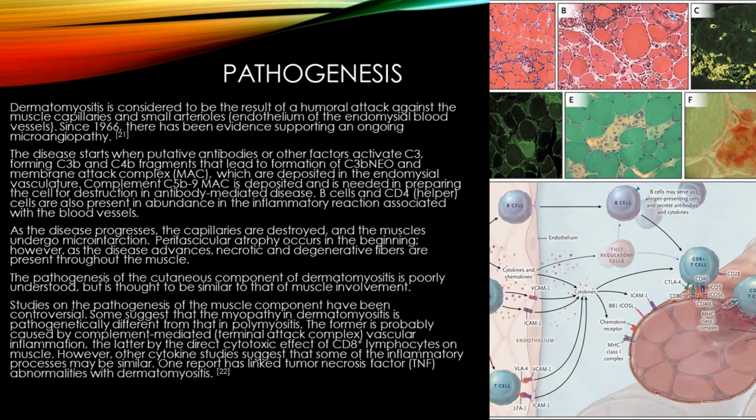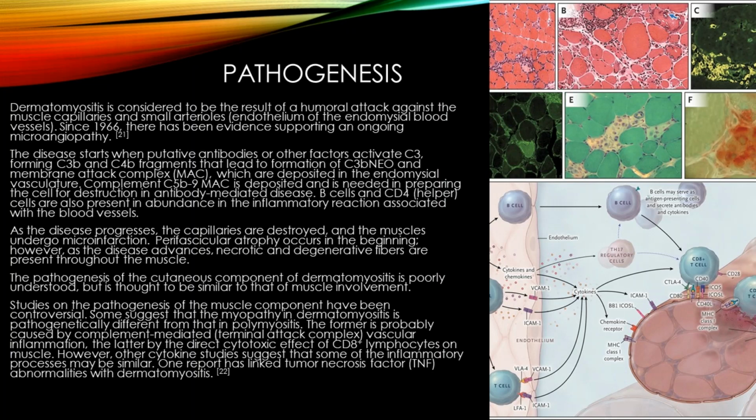Well, we've already discussed the epidemiology and etiology factors, and let's go to pathogenesis. Dermatomyositis is considered to be the result of a humoral attack against the muscle capillaries and small arterioles, the endothelium of the endomysial blood vessels. Since 1966, there has been evidence supporting an ongoing microangiopathy. In polymyositis, we have no microangiopathy and we have no skin lesions.